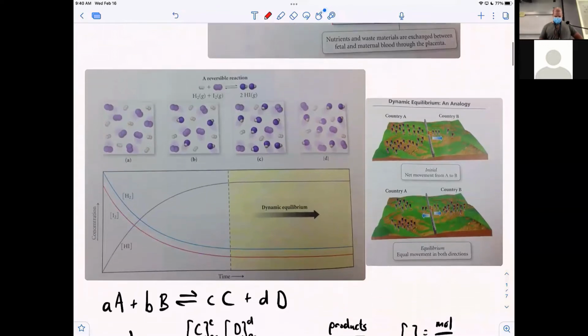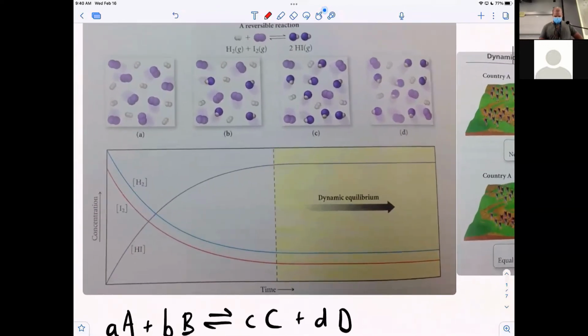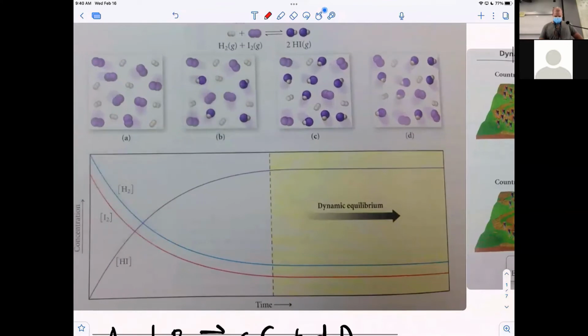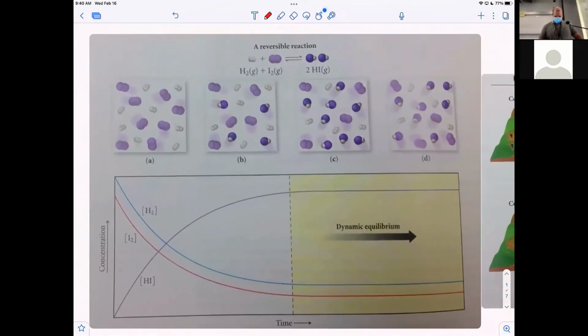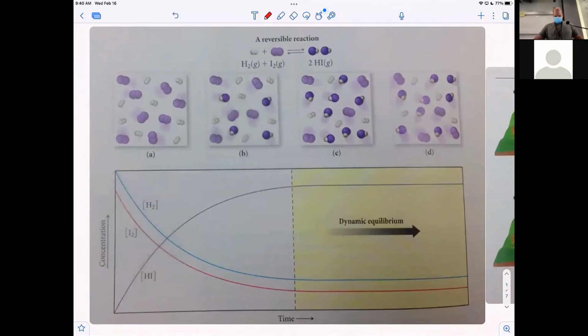So, if you mentioned before this reaction, come on, iPad. Okay. We have hydrogen plus iodine making 2 hydrogen iodides. And if you look at this graph, the y-axis is concentration, x-axis is time. In the beginning, if we start off with all reactants and no products, and then let the reaction go, the reaction will progress forward until it gets to a point where the concentration doesn't change.